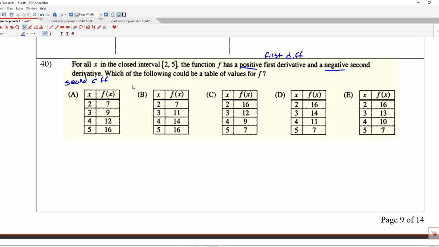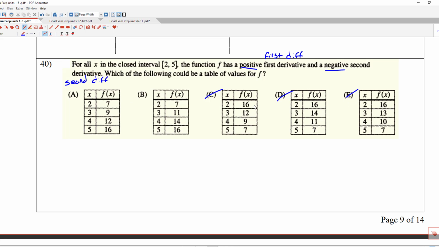So what does that mean? It needs to be increasing, first of all. So anything that's decreasing, like C or D or E, has a negative first derivative. Yeah, so those are immediately eliminated, right? Because those are going down.